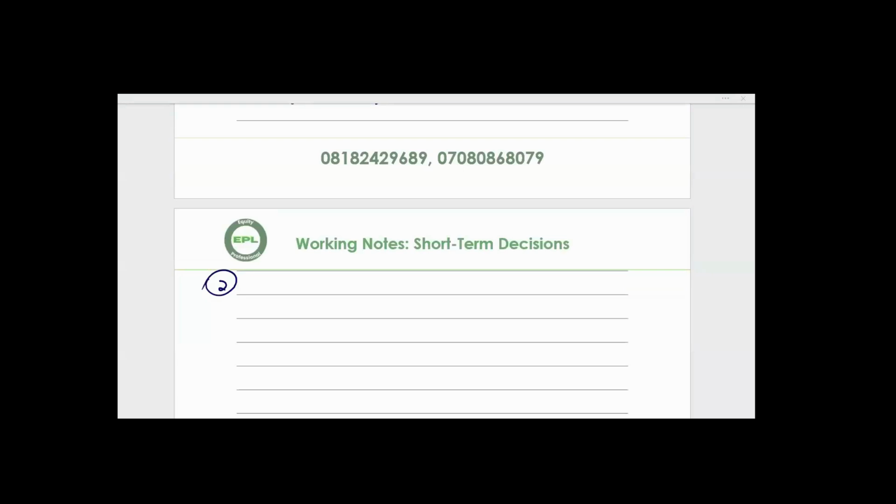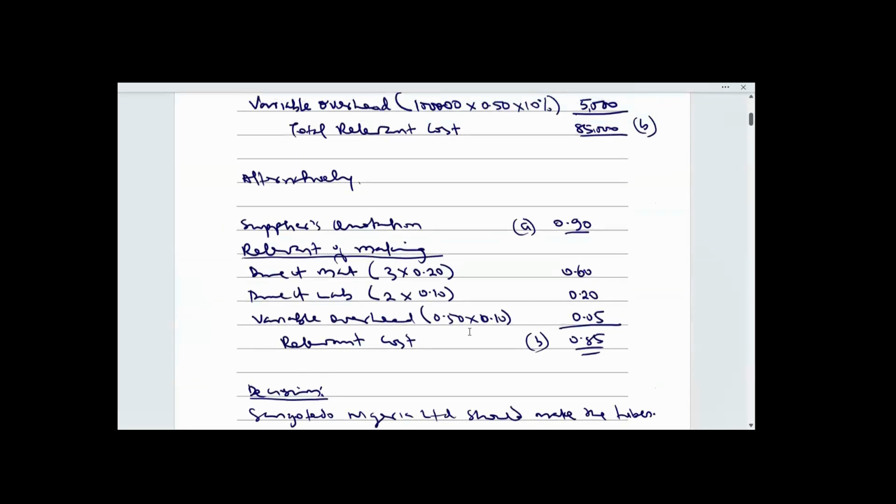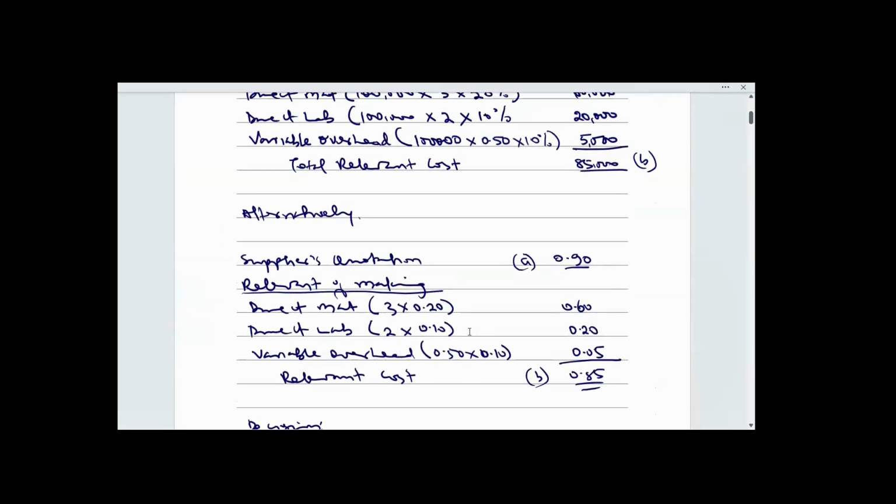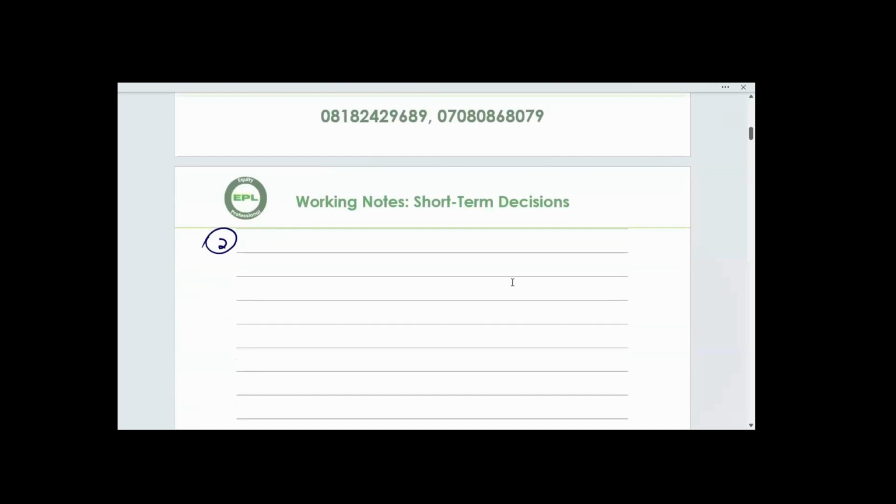Of course, something that costs you as a company 85 kobo, somebody wants to give it to you at 90 kobo. Will you accept? So the examiner is only asking you to repeat what you have done in the first requirement. So what you are supposed to do here, number 2, is write the heading: maximum purchase price.